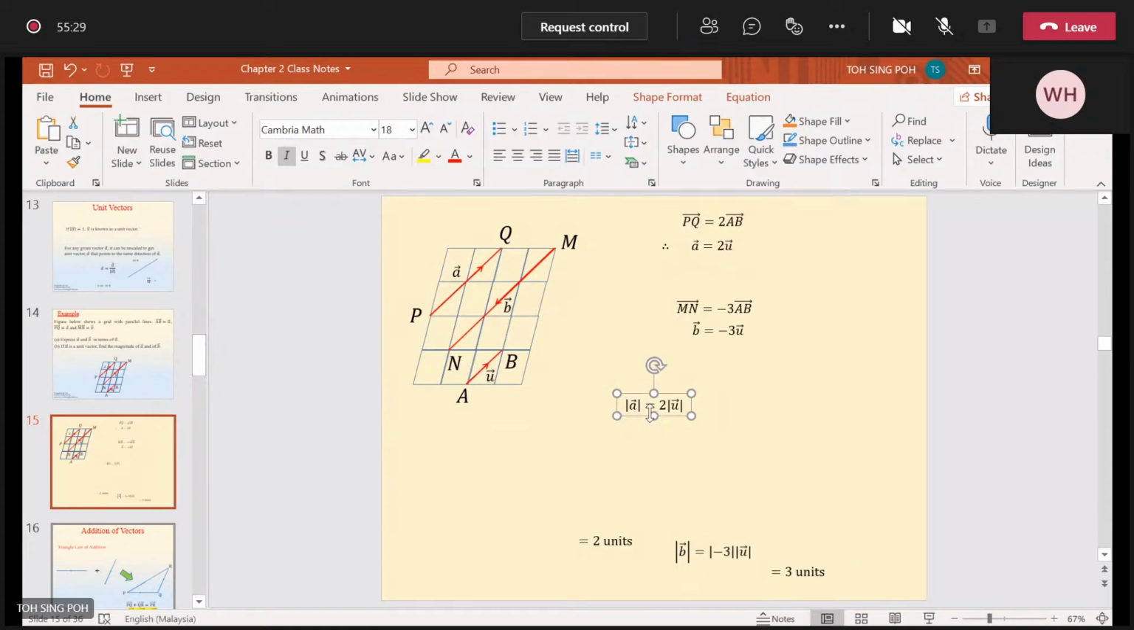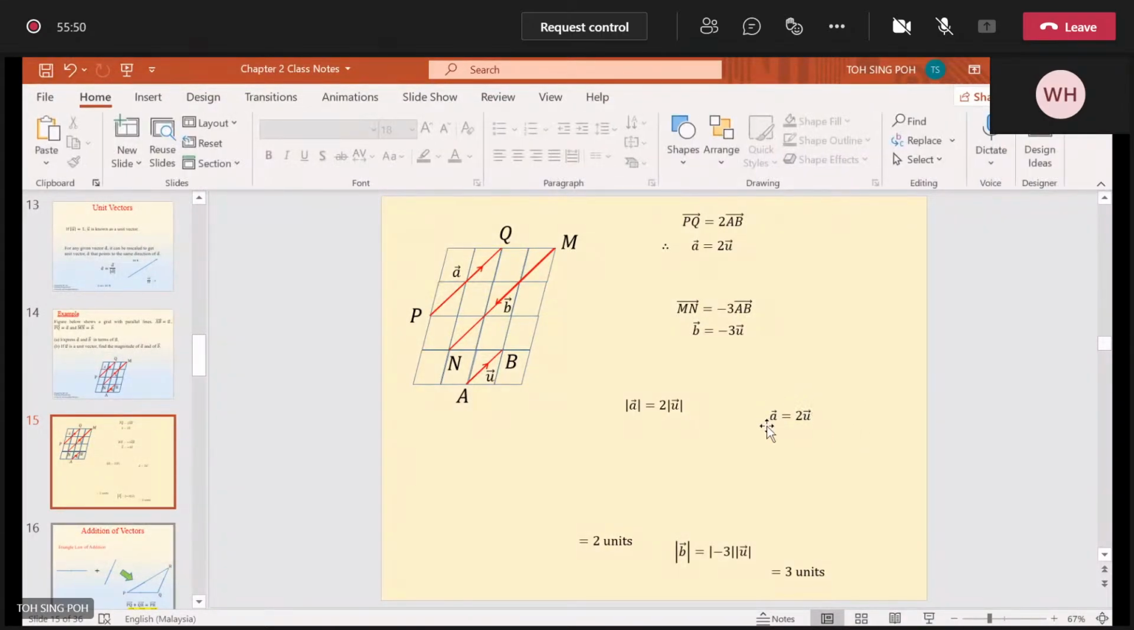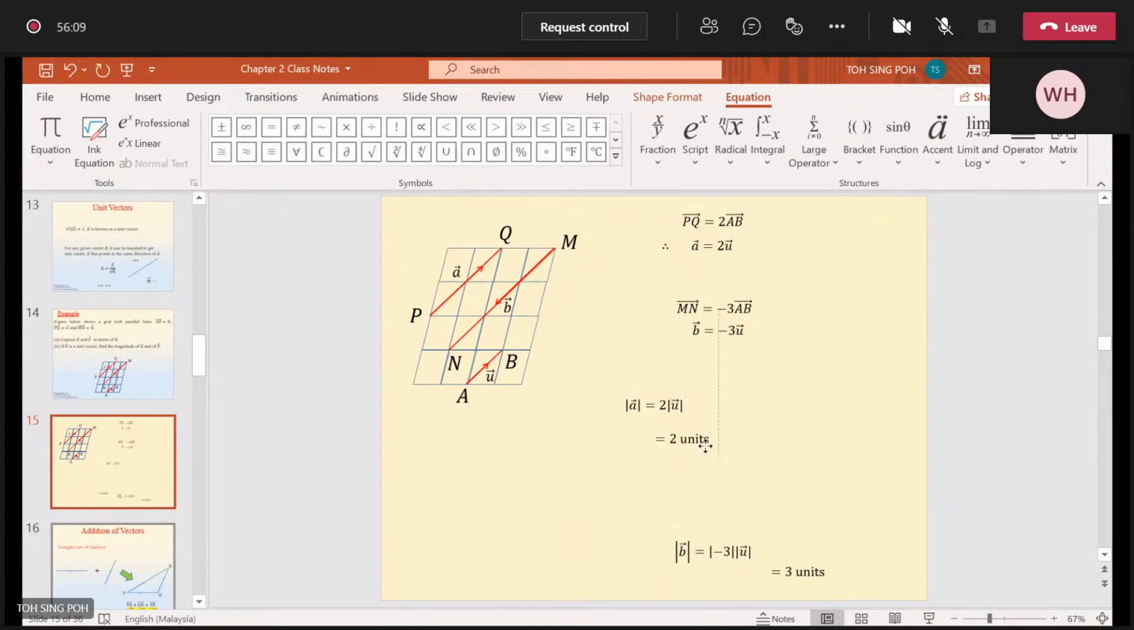So the magnitude of A is equal to the magnitude of 2U. Please pay attention to how to write this. If you write A equal to 2U, this has a different meaning. This one is a vector, you are talking about a vector. This one you are talking about the magnitude. So don't overlook the vertical bars. Okay? So it should be like this. Therefore, what is the magnitude of A? If the magnitude of U is 1 unit, then the magnitude of A should be 2 units, because 2 times 1 equals 2 units.